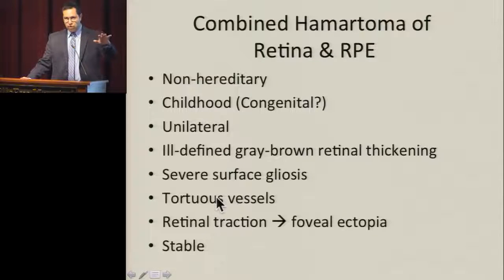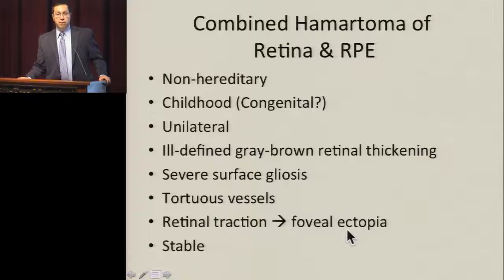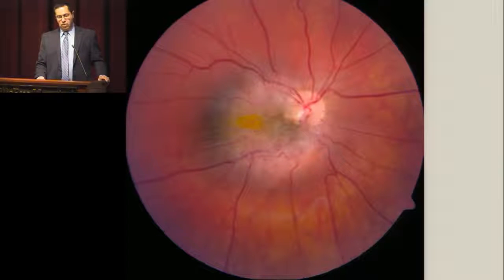On the surface of the lesion, you see these tortuous vessels, which probably is because of that membrane growing, causing the tortuosity. And it can cause retinal traction and severe foveal traction. Generally, it's stable, although some cases followed over time can show some progression. So this is one case.